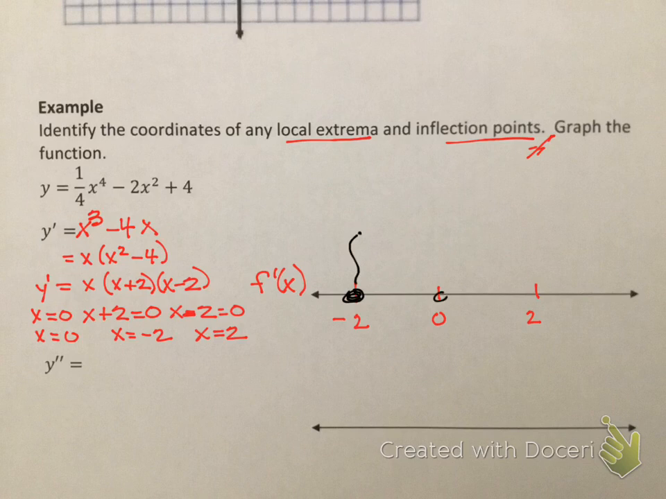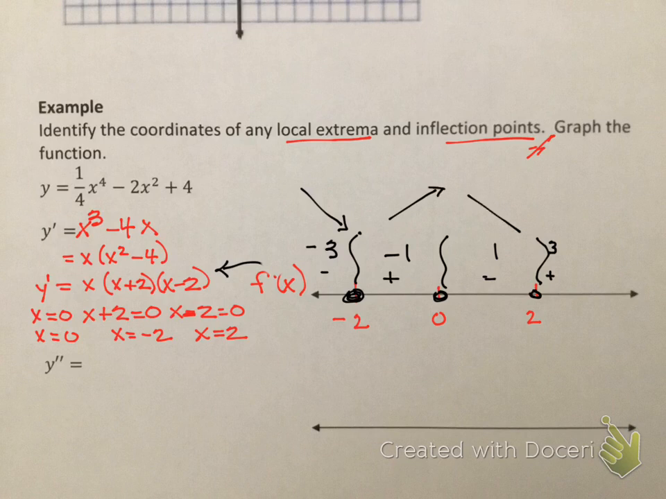I test those regions defined by my critical points. Those values, please remember, you are putting into the first derivative, into the factored form. So when I do that, I will get out negative, positive, negative, positive. That means my function is decreasing, increasing, decreasing, increasing.